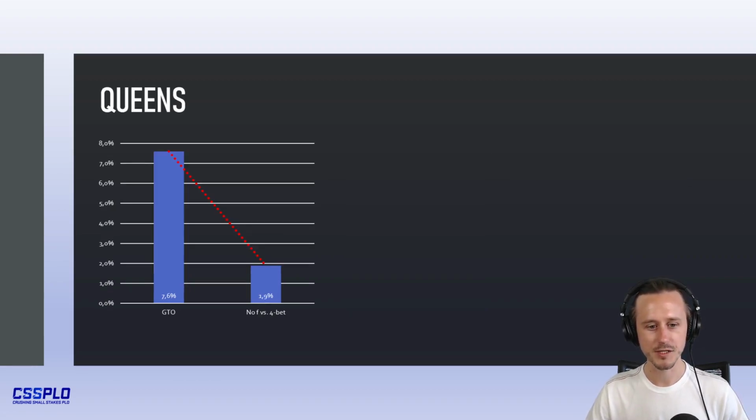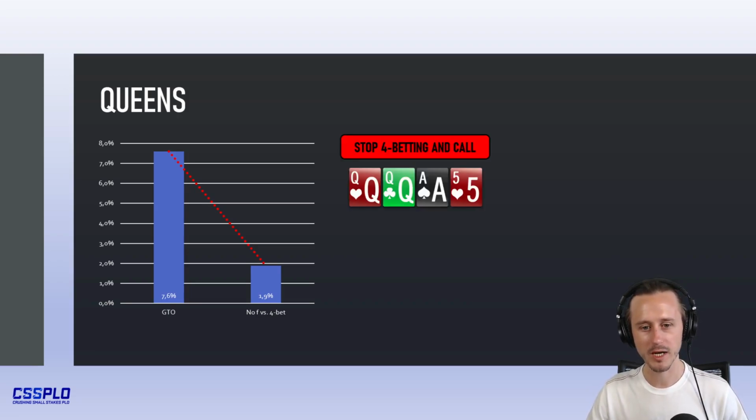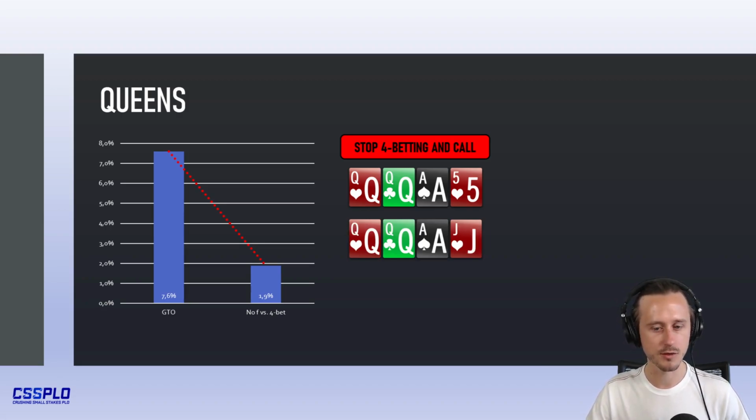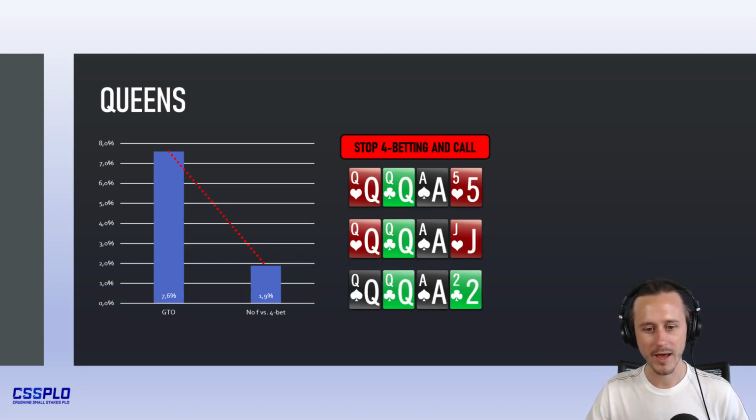Let's look at queens, because here we also see a massive change, but this time the frequency is dropping from 7.6% to 1.9. Stop 4-betting in call hands like ace, queen, queen, 5 single suited with unsuited to the ace, or ace, queen, queen, jack single suited, unsuited to the ace. But also a hand like ace, queen, queen, deuce double suited is not a 4-bet anymore.